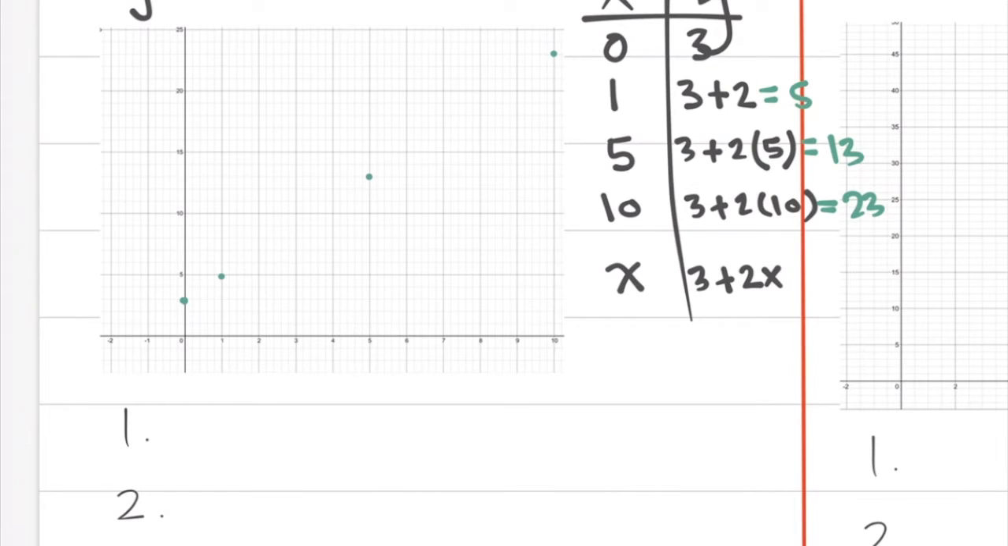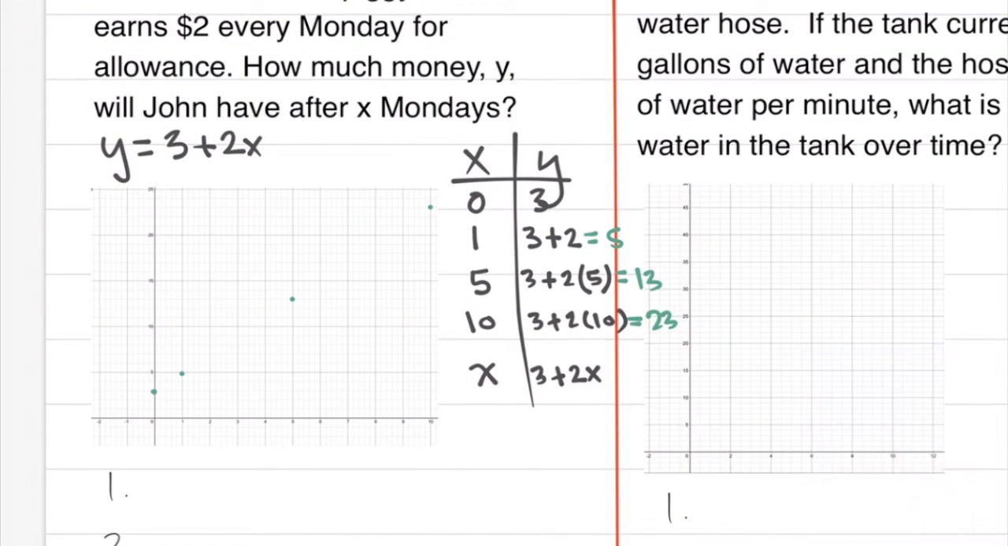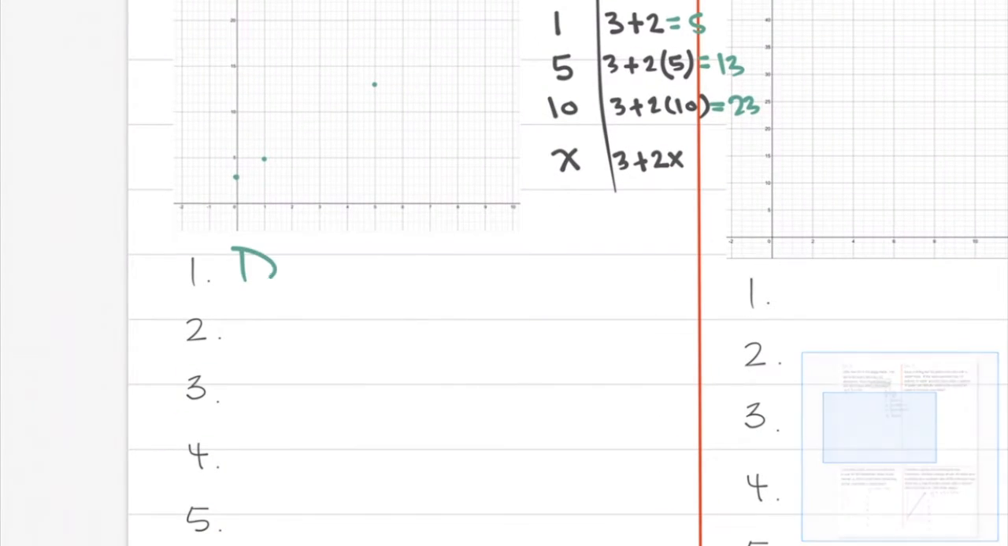And here's what you want to ask yourself. We need to think about what our x and our y means. And it actually tells us for this one. x is the number of Mondays, and y is the amount of money. So ask yourself, can you have 1.5 Mondays or 1.2 Mondays? Hopefully you're thinking that doesn't make a whole lot of sense. So what that tells us first is that it's not continuous. It's going to be discrete. So let's go ahead and fill that out.